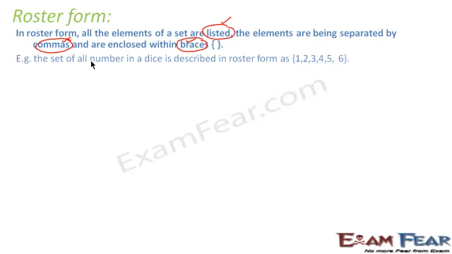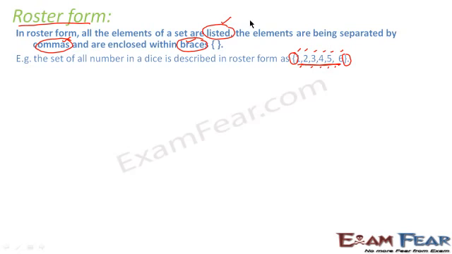For example, when we say give me the set of all numbers in a die, we all know that these are the only numbers that are there in a die. In a die you can have 1, 2, 3, 4, 5, 6. So when you say that I want to represent using roster form, we write all the elements: 1, 2, 3, 4, 5, 6. And now we do a comma separation, and enclose in the braces. If we do this, this is called roster form.